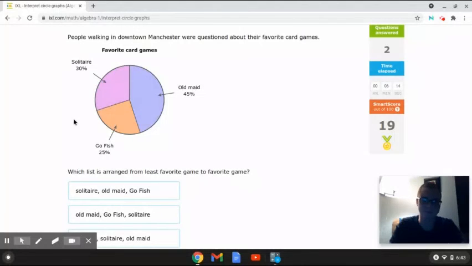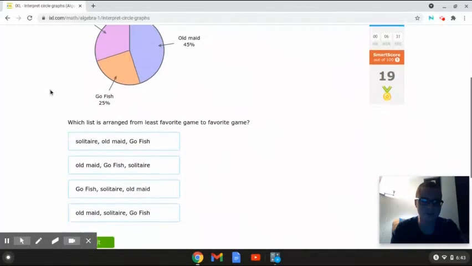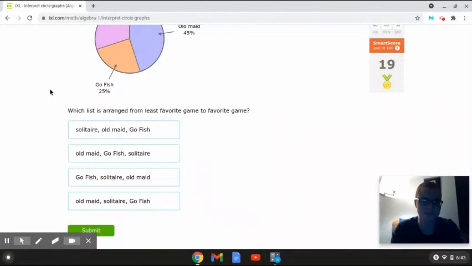Alrighty, so this last problem reads, people walking in downtown Manchester were questioned about their favorite card games. Okay, so this circle graph is showing us the different favorite card games. And if we look, Old Maid has 45%, Go Fish has 25%, and Solitaire has 30%. And this question right here is asking, which list is arranged from least favorite game to favorite game?